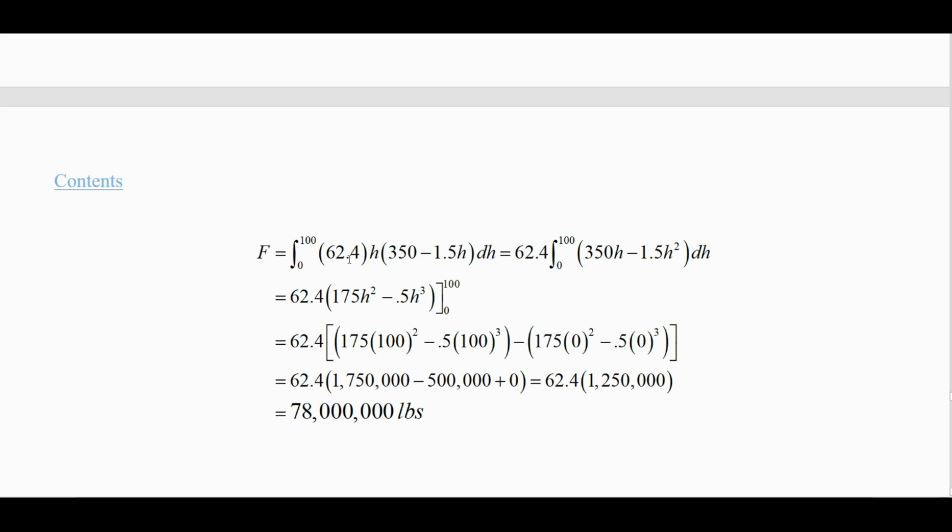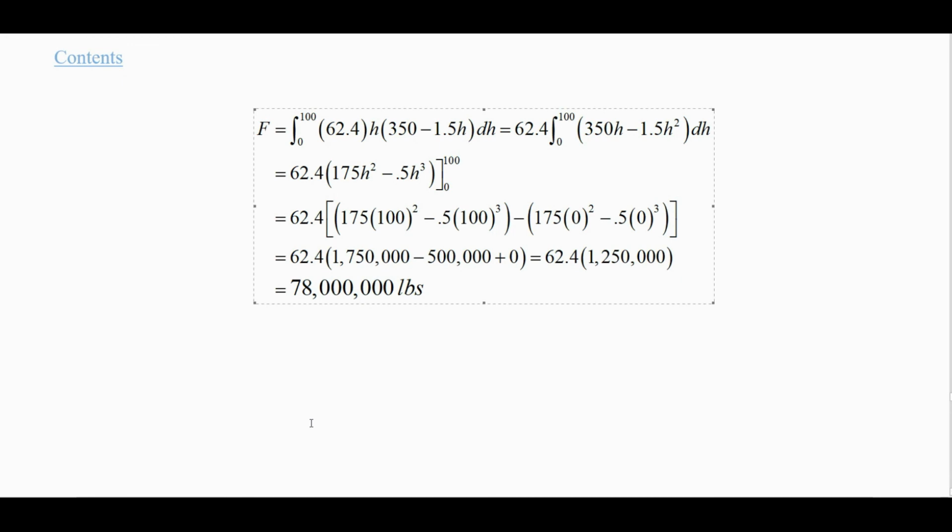Okay, so pull the 62.4 out front, distribute the H. We just got a polynomial, not too hard to wrap that up. Add 1 to the power, divide by the new power, that's 175 H squared. Same thing here, this goes up to cube, divide by 3, that's 0.5. And then evaluate from 100 to 0, plug in 100, plug in 0, the zeros go away, and you can see the details worked out there. And when the dust settles, it's 78 million pounds.